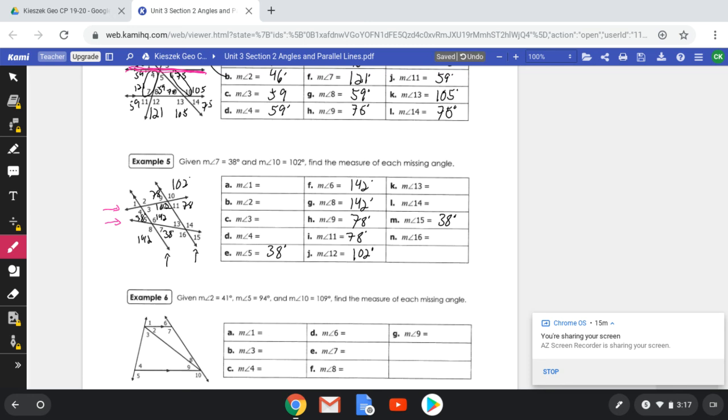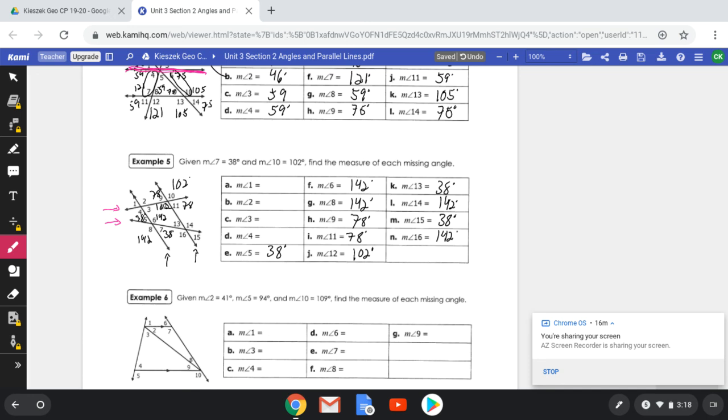Which then makes 8 and 16 the same, so they're both 142. Which means 6 and 14 are the same. And what we're missing here, 5 and 13, are the same.